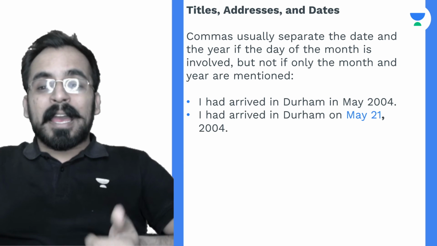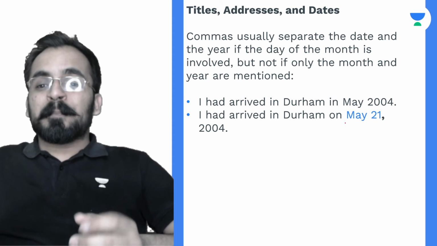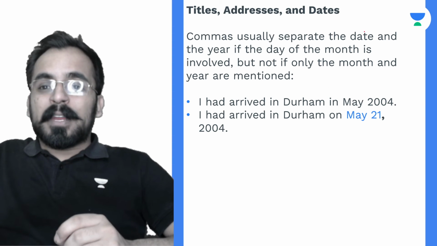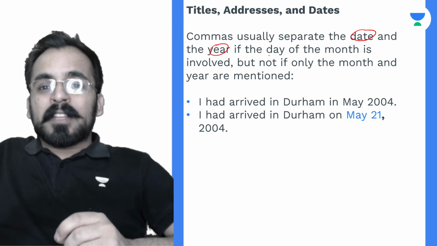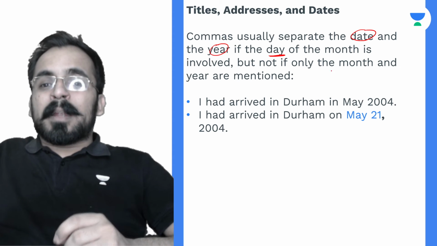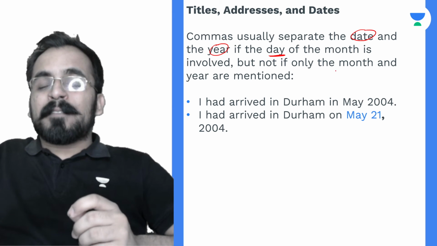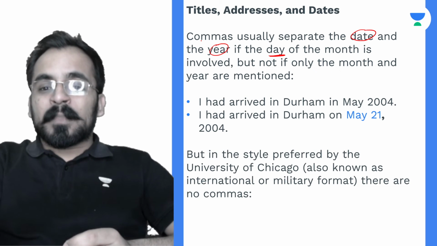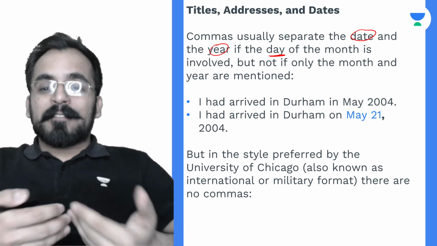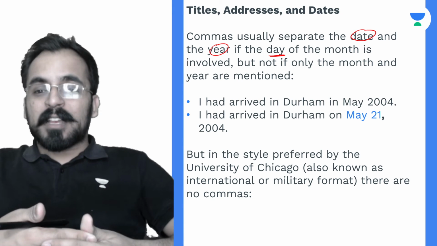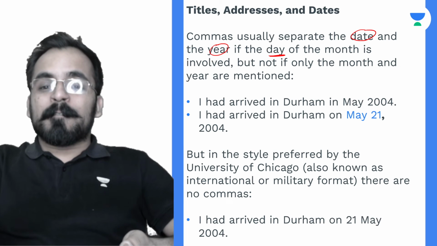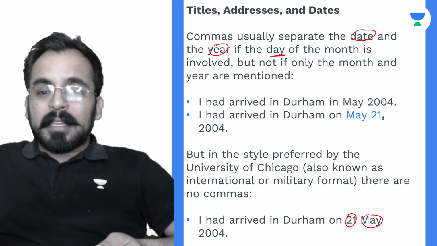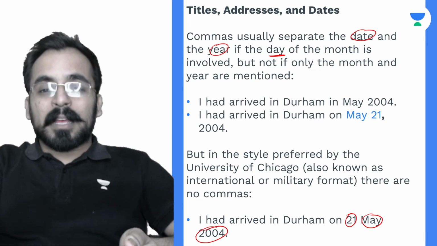But if I do have a day, for example, May 21, 2004. Alright, so commas separate the date and the year if the day is involved. But if we have month only and year, then we don't use a comma. But in the style that is preferred internationally or by the University of Chicago, also known as the military format, we don't use commas, and the format is day followed by the month and the year. So in this format, we don't use commas.